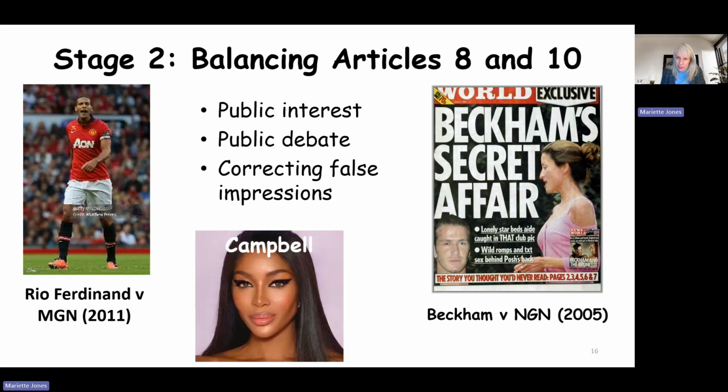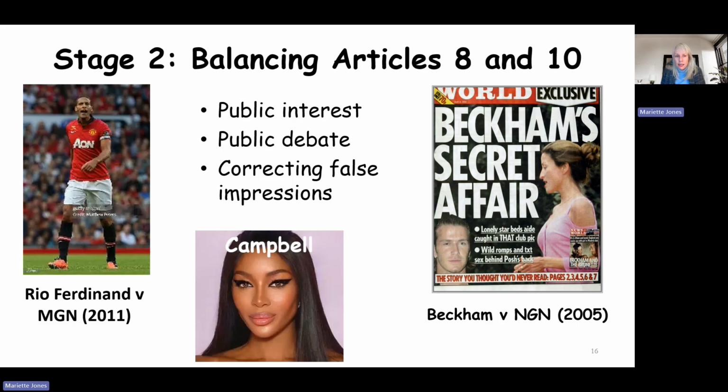In the Campbell case, the Part 2 balancing exercise resulted in the court holding that, firstly, publishing the fact of drug use was allowed as it was in the public interest. But secondly, publishing details of the therapy session with the photographs were not allowed. Therefore, it is clear that the court places a heavy weight on whether publication is in the public interest. But they also allow publication of matters that form part of a public debate.